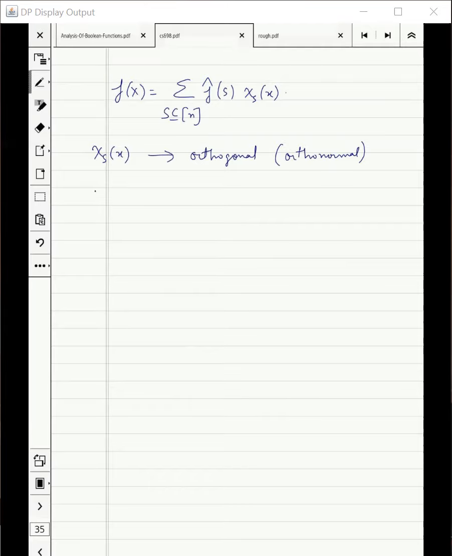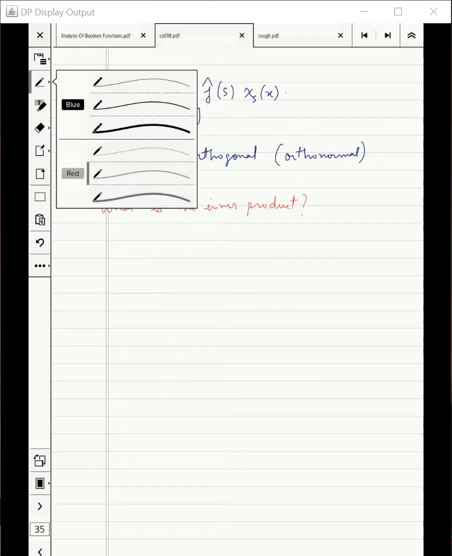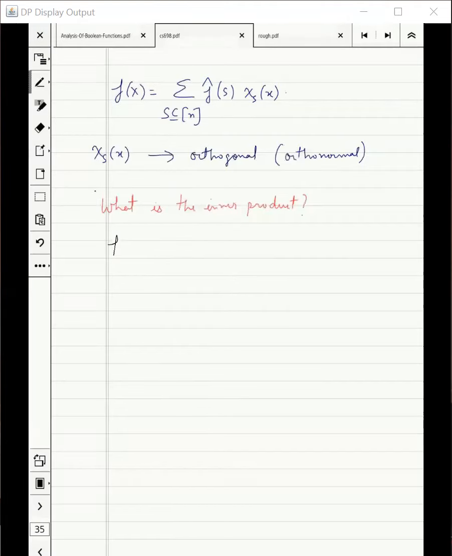what is the inner product? And the answer is also simple, because I am viewing f as a vector in R to the power 2^n, and g as a vector in R to the power 2^n. And how do I take the inner product here?